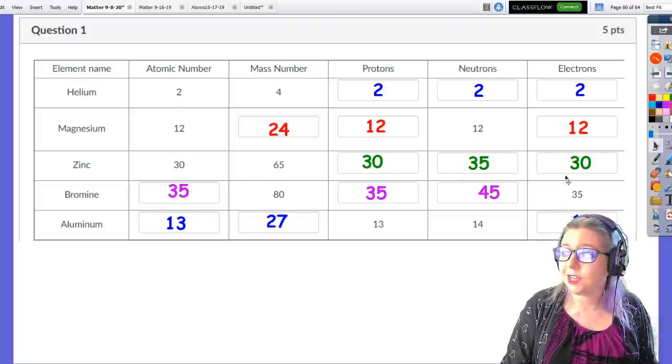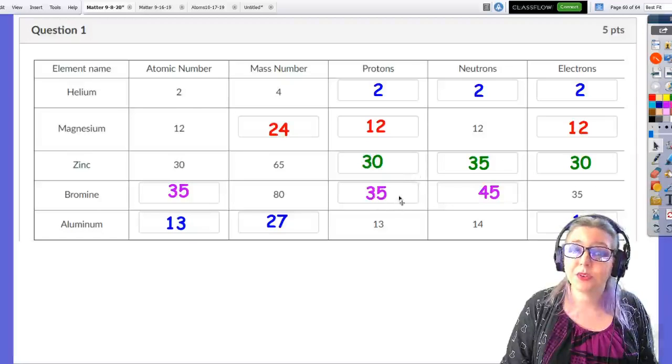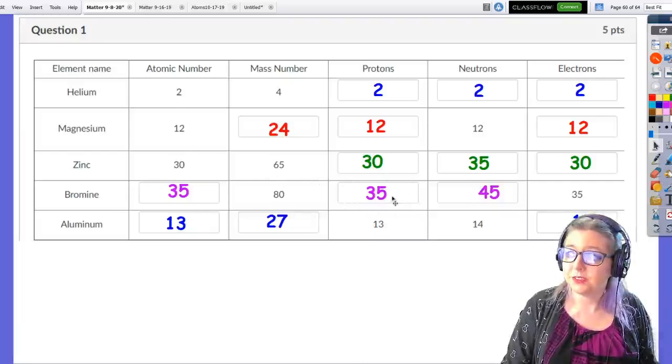my protons are equal to my electrons. So if I have 35 electrons, I have 35 protons. If I have 35 protons, then my atomic number is 35. Then I was told my mass number is 80. So 80 minus 35 protons gives me my 45 neutrons.